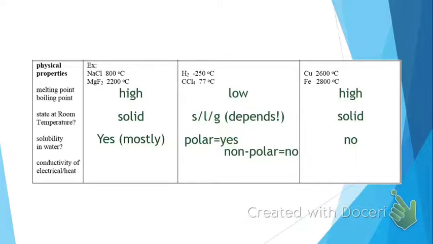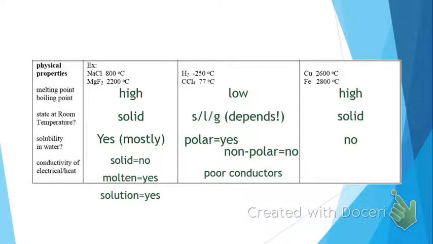Now, conductivity of electricity and heat is kind of complicated with ionic compounds, because as a solid, just a chunk of salt is not going to conduct electricity if you put two wires up to it. If you melt that salt, now that's going to take 800 degrees Celsius to melt it, but if you melt it, then the ions can move around and carry that electricity, and it will conduct electricity. Or, easier, just dissolve that salt in water. That lets those separate ions move around, and then yes, it will conduct electricity.